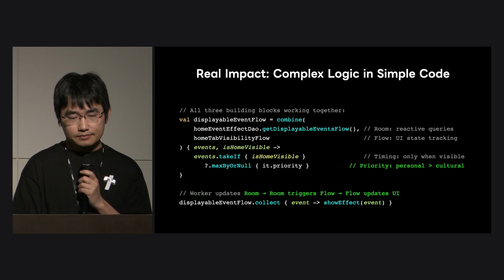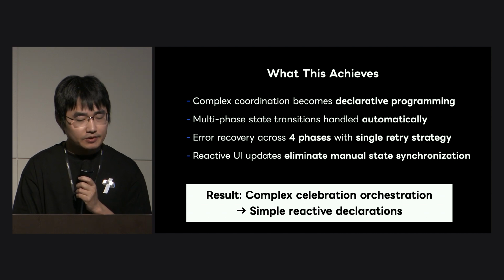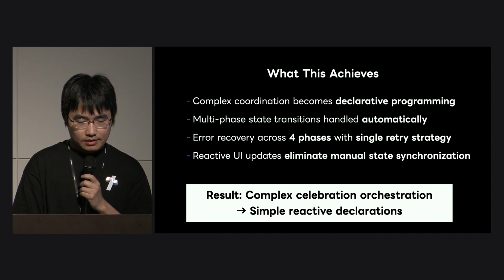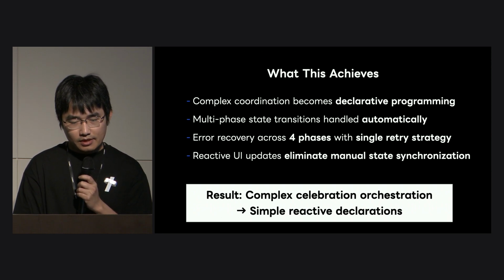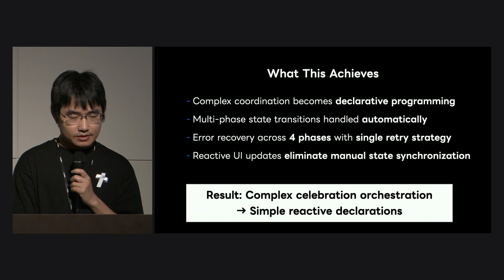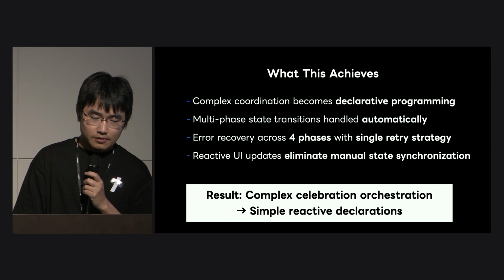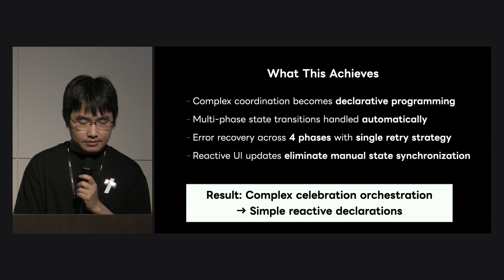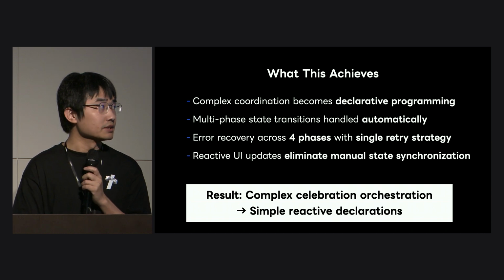So what does this achieve? Number 1, complex coordination becomes simple declarative programming. And number 2, multiple phase state transitions happen automatically. Number 3, error recovery across all phases uses one unified strategy. And number 4, reactive UI updates eliminate manual synchronization completely. And the bottom line is complex celebration orchestration became simple reactive declaration. This is the power of choosing the right building blocks and orchestrating them thoughtfully.